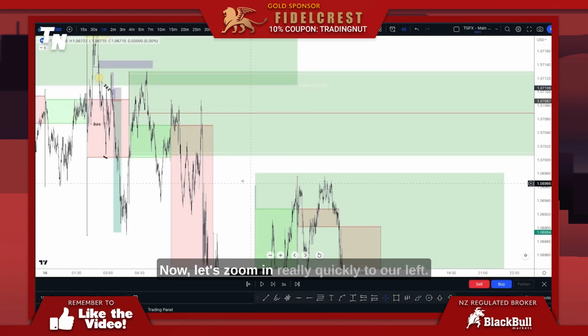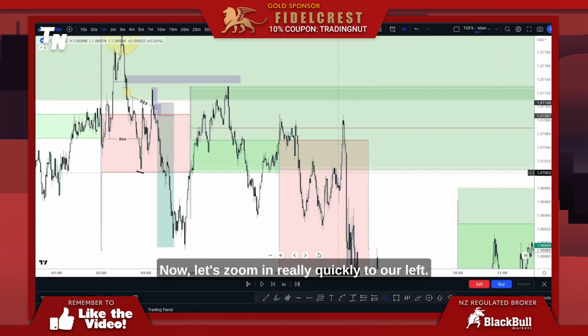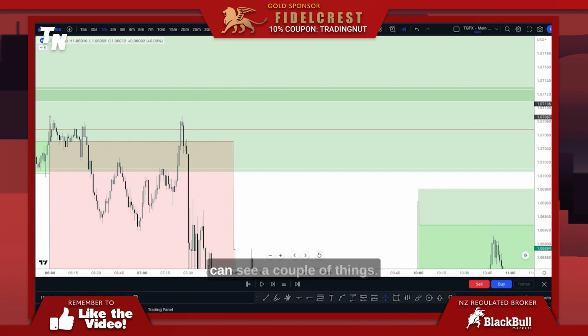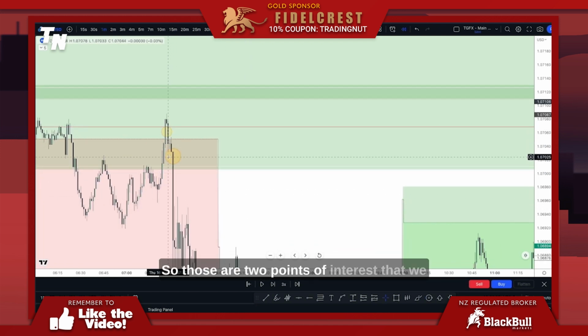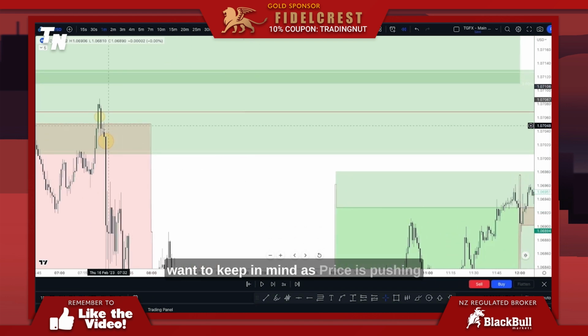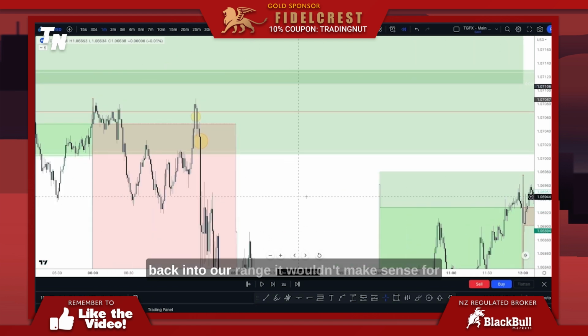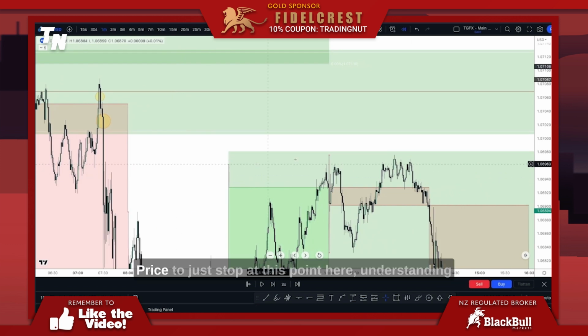Now let's zoom in really quickly to our left. When we zoom in over here, we can see a couple things. We have an imbalance in this area, and we also have an imbalance under us for this whole breakout. So those are 2 points of interest that we want to keep in mind as price is pushing back into our range. It wouldn't make sense for price to just stop at this point here, understanding that there's still so much to achieve above it.